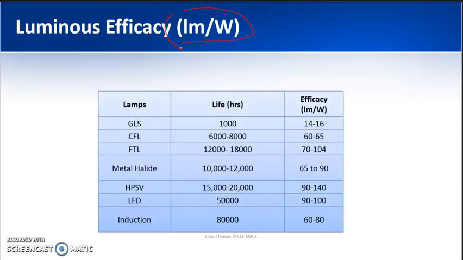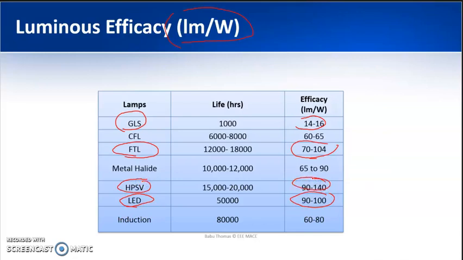So this is again just a table which is showing GLS, the general lighting service, that is the incandescent lamp. Its luminous efficacy is only 14 to 16 lumens per watt. But a fluorescent tubular lamp has a luminous efficacy of 70 to 104. An LED lamp also has a luminous efficacy of 90 to 100. A sodium vapor lamp has a luminous efficacy of 90 to 140.